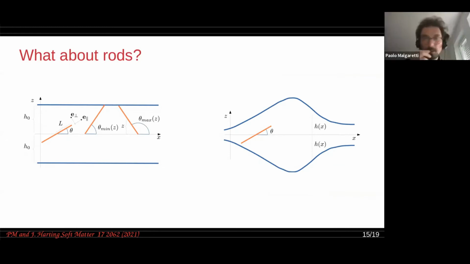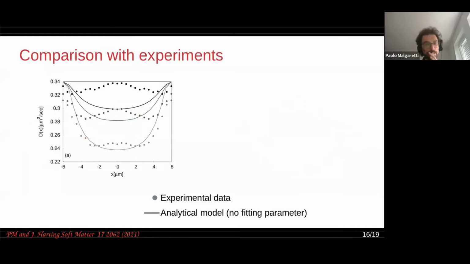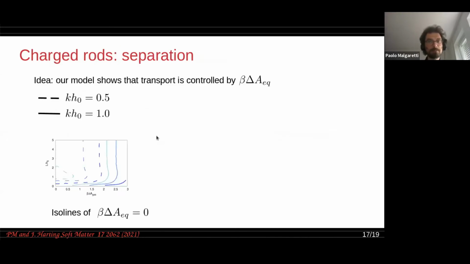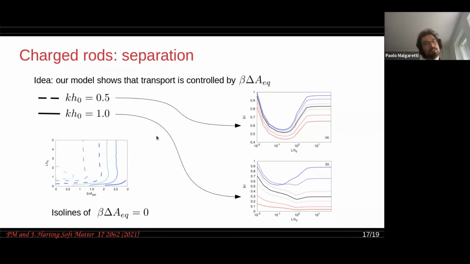You can do the same also for other systems. In particular, you can do it for rods. I will go very quickly. You can do the same technique, and in this case, we could check against experimental data. This graph shows that the dots are data from experiments, and the lines are the prediction of our model. There are some regimes in which the model doesn't work very well, but there are other regimes in which the model works a bit better. We can use it to design channels to separate rods, but I may tell you more in the question session.